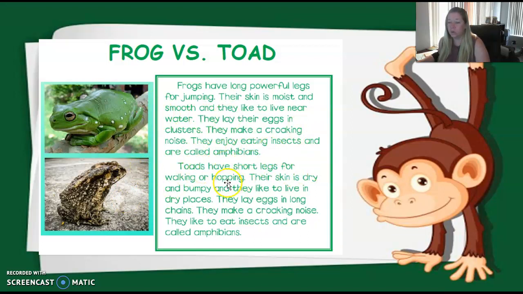Toads have short legs for walking or hopping. Their skin is dry and bumpy, and they like to live in dry places. They lay eggs in long chains. They make a croaking noise. They like to eat insects and are called amphibians.